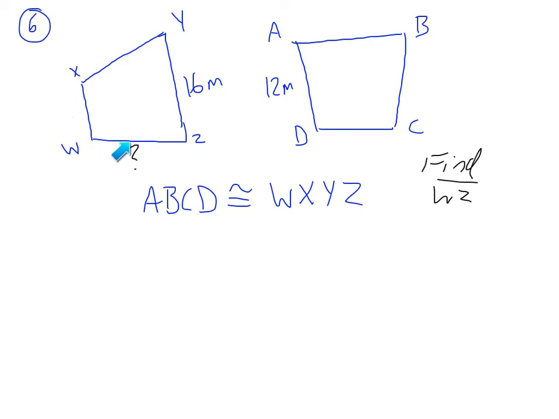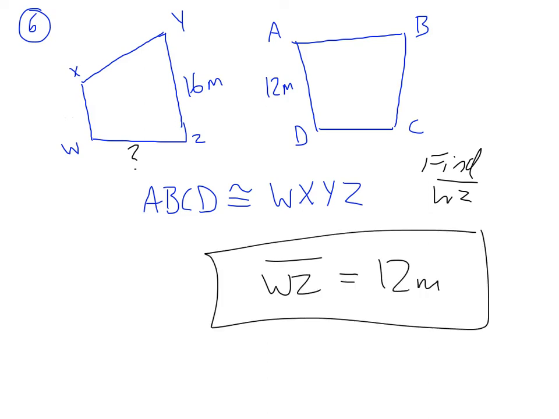So, let's see, WZ. That is the first and fourth letters of the name of that trapezoid, right? So what are the first and fourth letters over here? Well, that would be AD, right? So let's look up here to AD, and lo and behold, AD is 12, right? It's 12 meters. So what is WZ? Well, side WZ equals 12 meters.